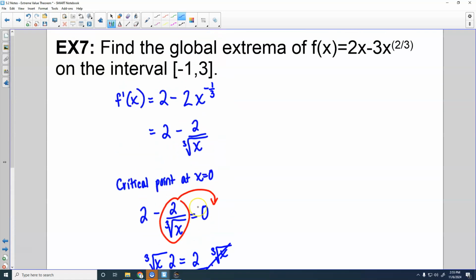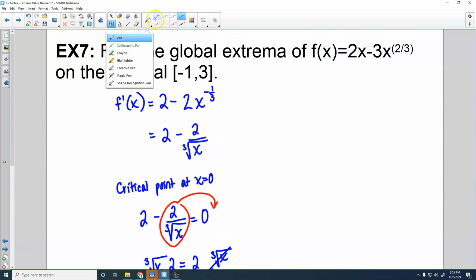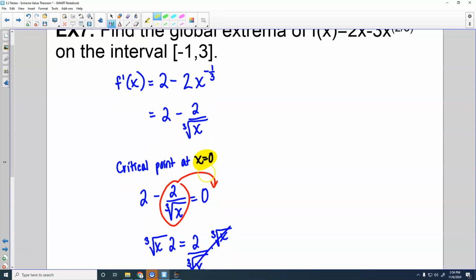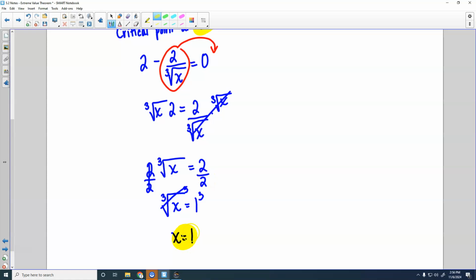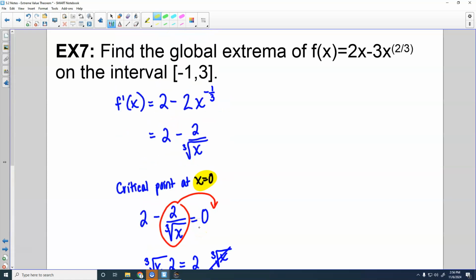So our critical points are 0 and 1. Those are our 2 critical points. And we would also need to include -1 and 3 because those are our endpoints.